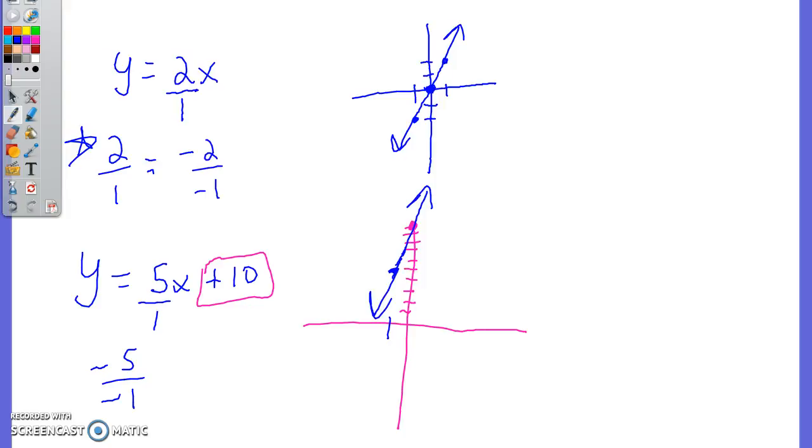On today's assignment, all of the problems were in slope-intercept form already. When I say slope-intercept form, that means y equals mx plus b. And we call it that because you can easily identify the m and the y-intercept. Tomorrow we're going to talk about when we don't have it in that form, how we can get it there so we can easily graph it.